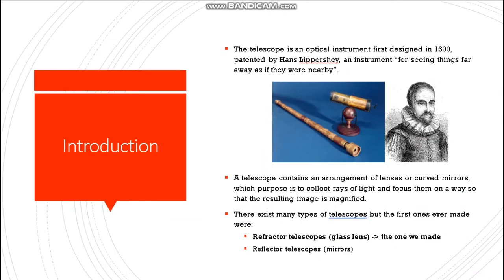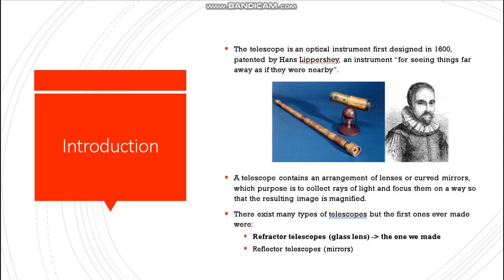As a quick introduction, a telescope is an optical instrument that was first designed in the 1600s, patented by Hans Lippershey. He described it as an instrument for seeing things far away as if they were nearby. A telescope basically contains an arrangement of lenses or curved mirrors, whose purpose is to collect rays of light and focus them in a way so that the resulting image is magnified.